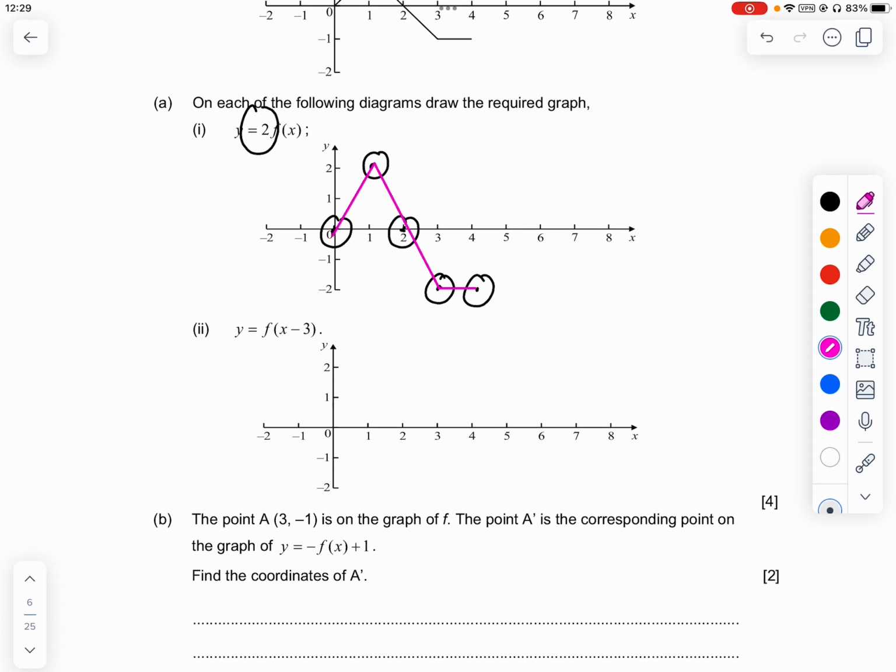F of x minus 3. So all the x values will move 3 units, but y values will remain the same. So 0 comma 0 will become 3 comma 0, 2 comma 0 will become 5 comma 0, and 1 comma 1 will become 4 comma 1, and minus 6 comma minus 2, and 7 comma minus 2. So the total graph is moving 3 units right side.